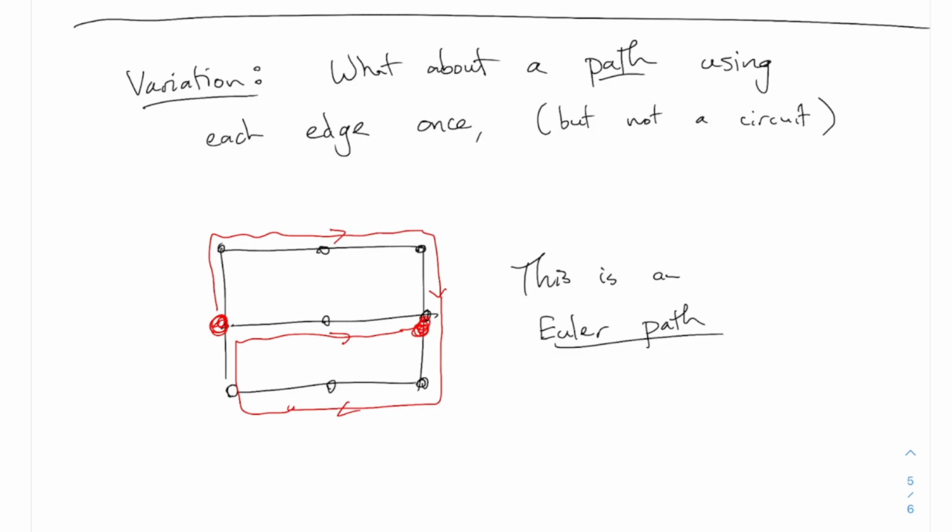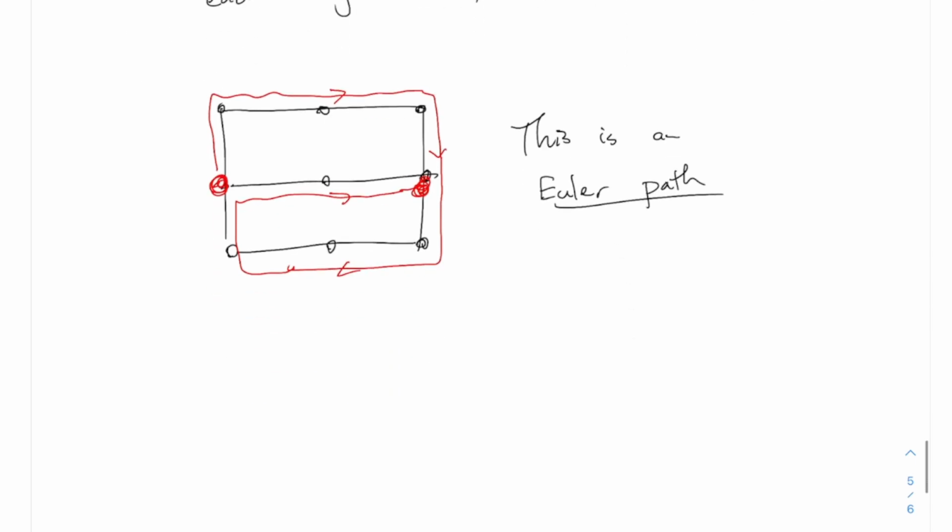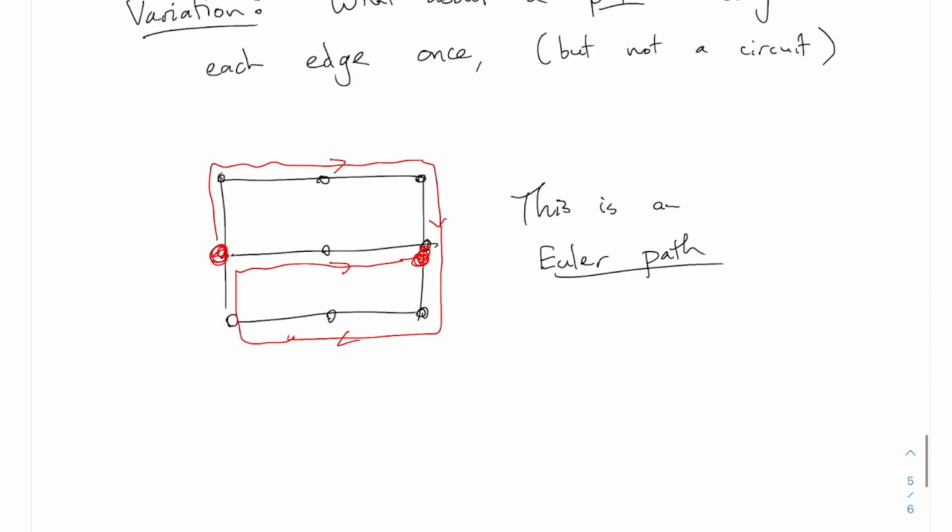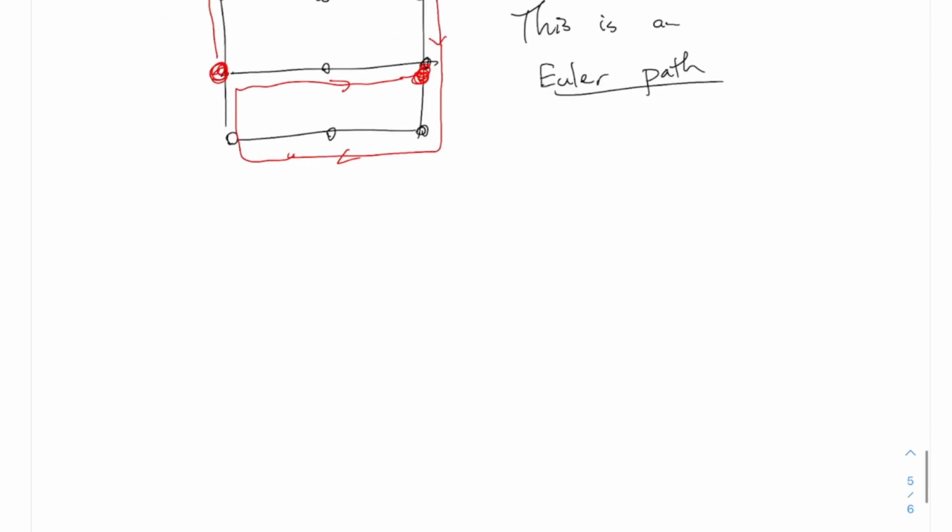How do you know when such a thing is possible? It's natural to think of it in terms of the degrees. If you look at the degrees in this case, I'm just going to redraw that picture. It's like this, with dots in the middle.